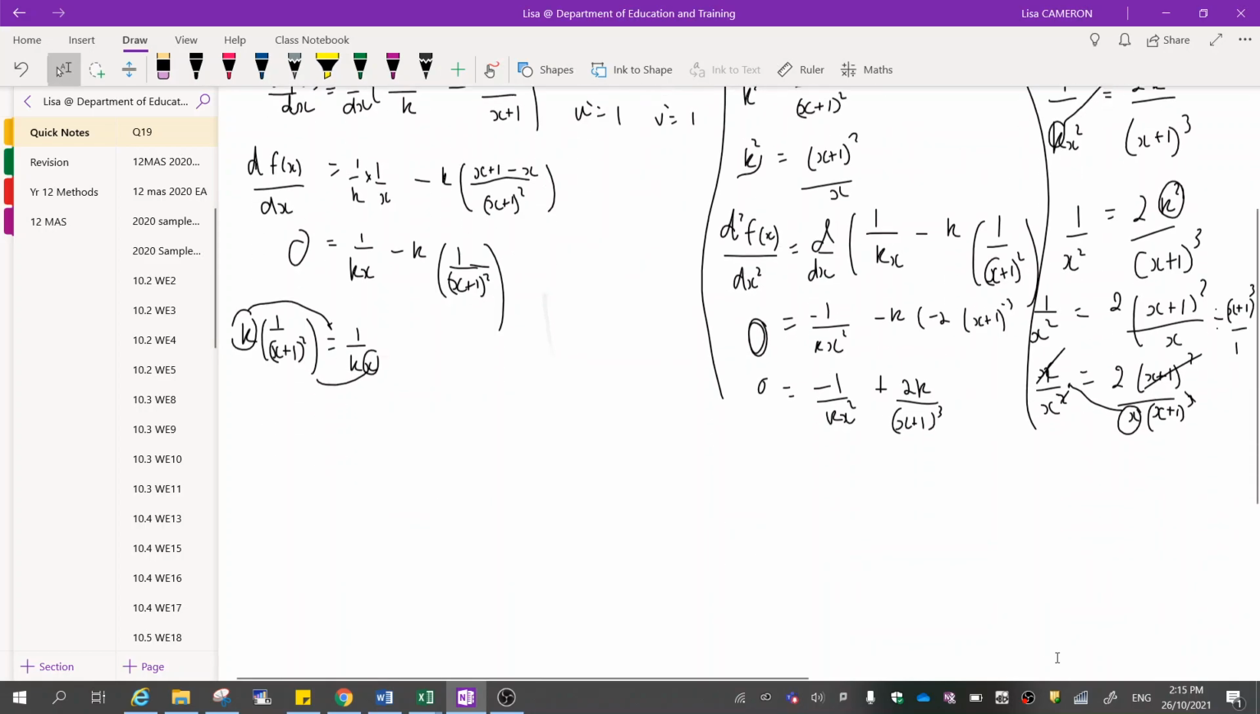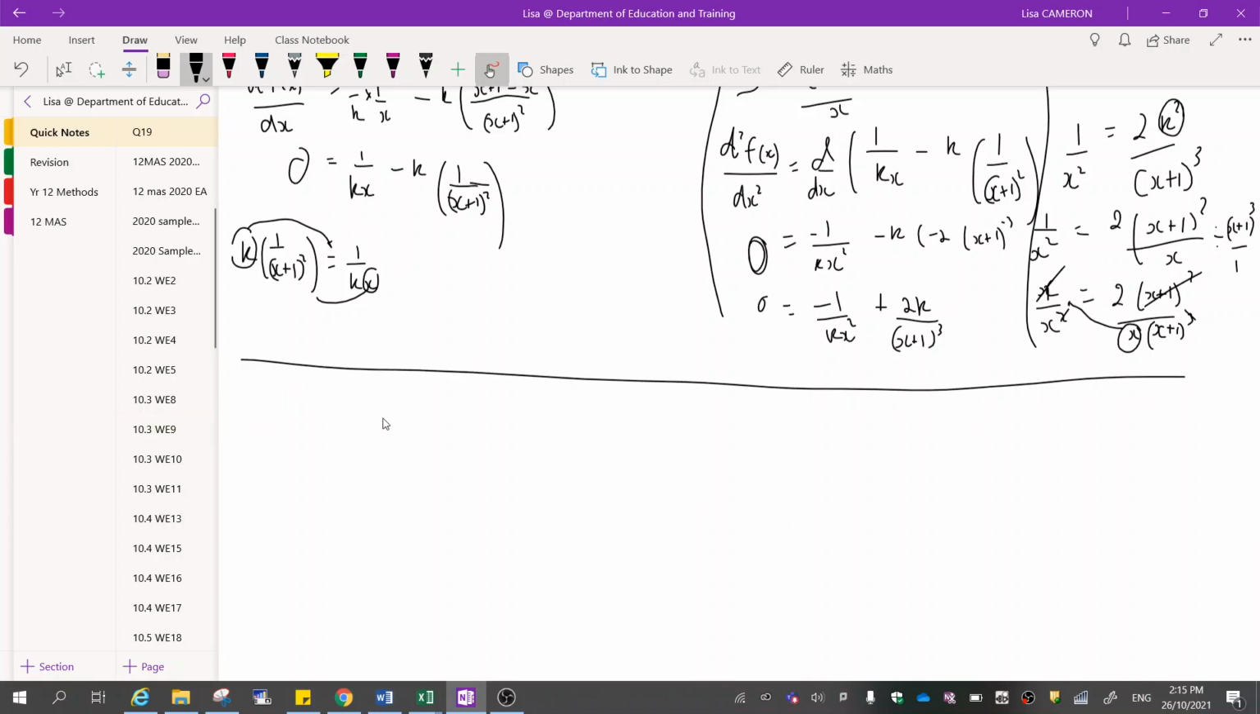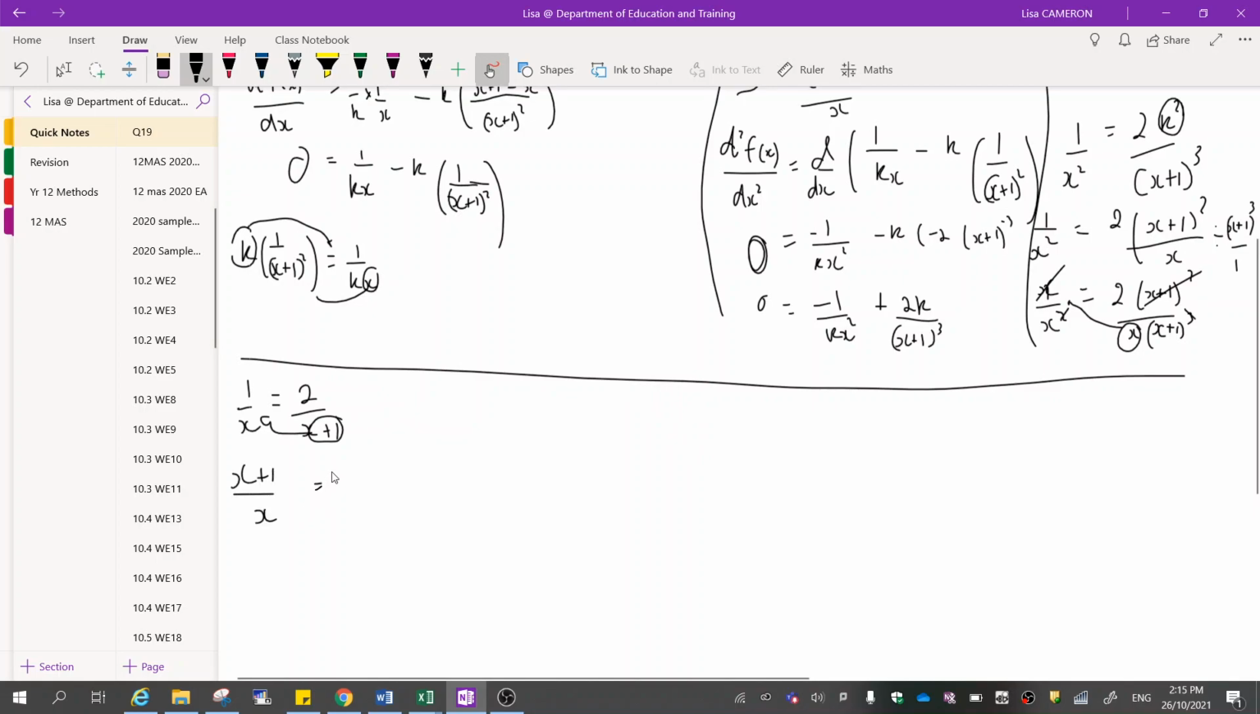So instead of cramming all of this in, how about we scroll down so that you can see what I'm talking about. So I'm going to start over here. So after all the cancelling I just applied there, I'll end up with 1 over x on this side is equal to 2 over x plus 1 on that side. Now I can take, what do I want to take and where? How about we take this to the other side. So that'll become x plus 1 on the numerator over x is equal to 2.